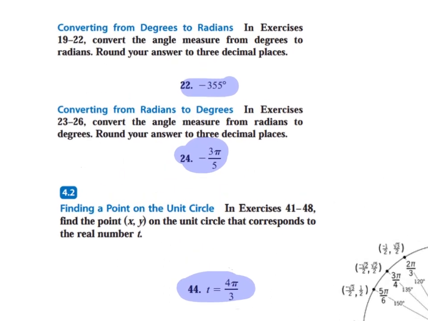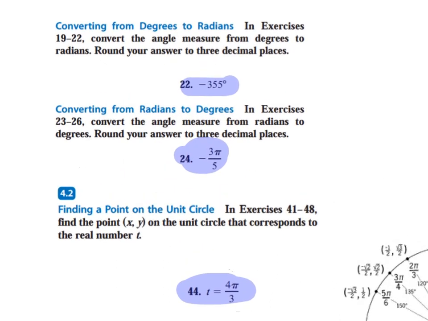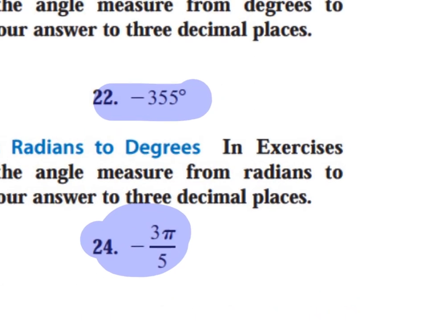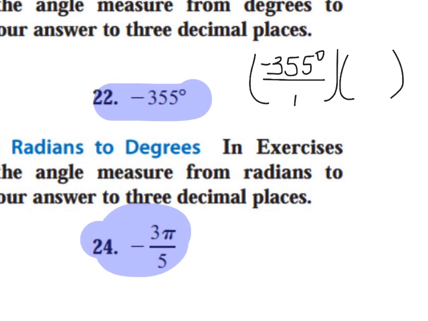This is when we're converting from one to the other. What are we starting off with in 22? We're starting with degrees. That means we're trying to go to what? To radians. So what would my conversion factor look like? Pi over 180. Why is 180 degrees going on the bottom? So the degrees cross out. Good.